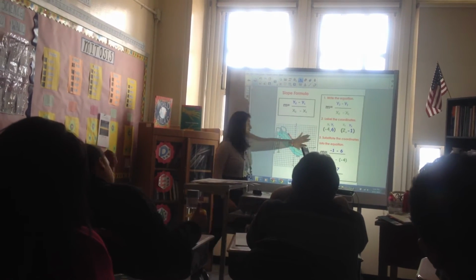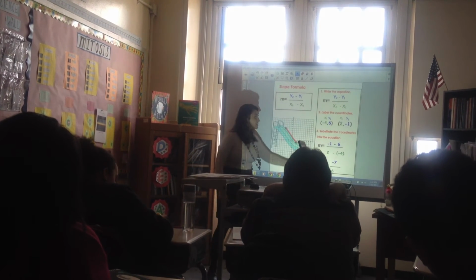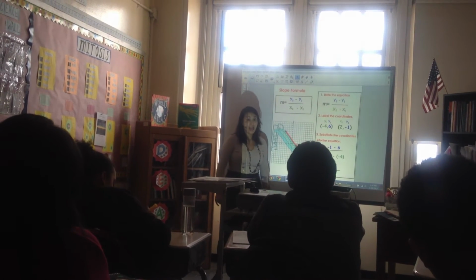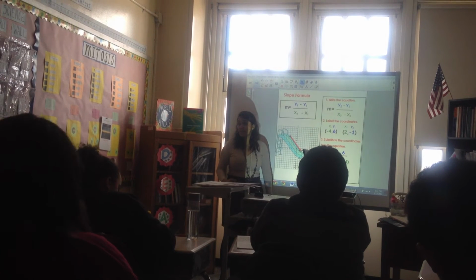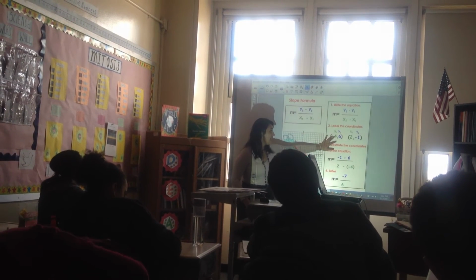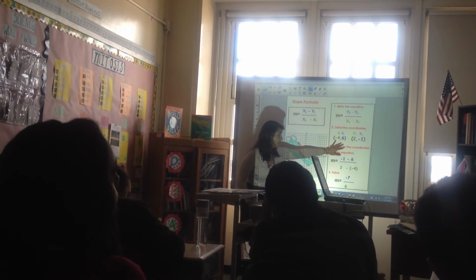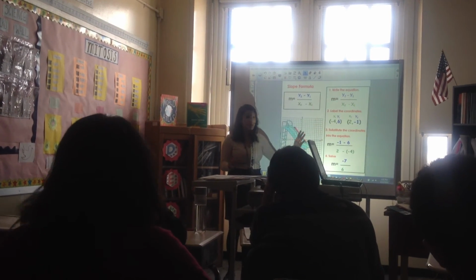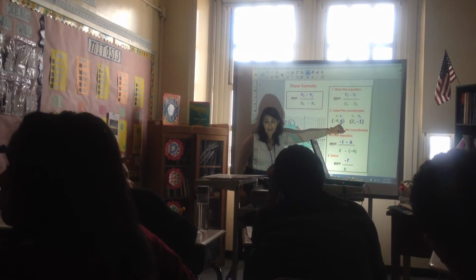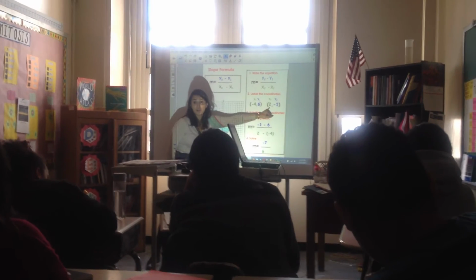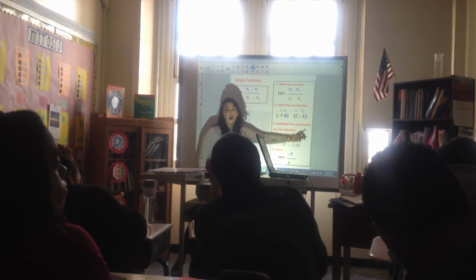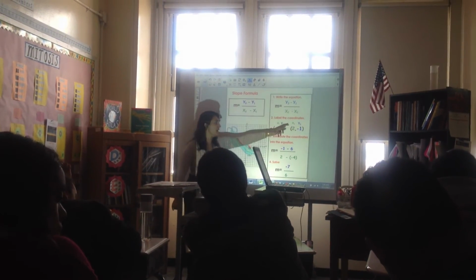So I have 2 coordinates. I have -4, 6, 2, -1. And the way that I want you to label it is like this. x1, y1, right? Because when you look at a coordinate, x always comes before y, right? And then our second coordinate is x2, y2. Why do you think I'm labeling it x1 and then x2?